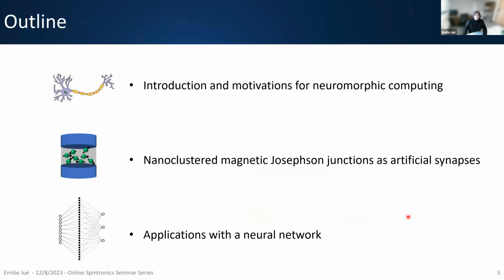So here is the outline of my presentation. I'm going to start with an introduction, and we're going to present our motivation to study neuromorphic computing. In the second part, we are going to introduce the device, which is a nanoclustered magnetic Josephson junction. And I'm going to show that we can use this device as artificial synapses. And finally, I'm going to show how we can integrate this device in a neural network for neuromorphic applications.